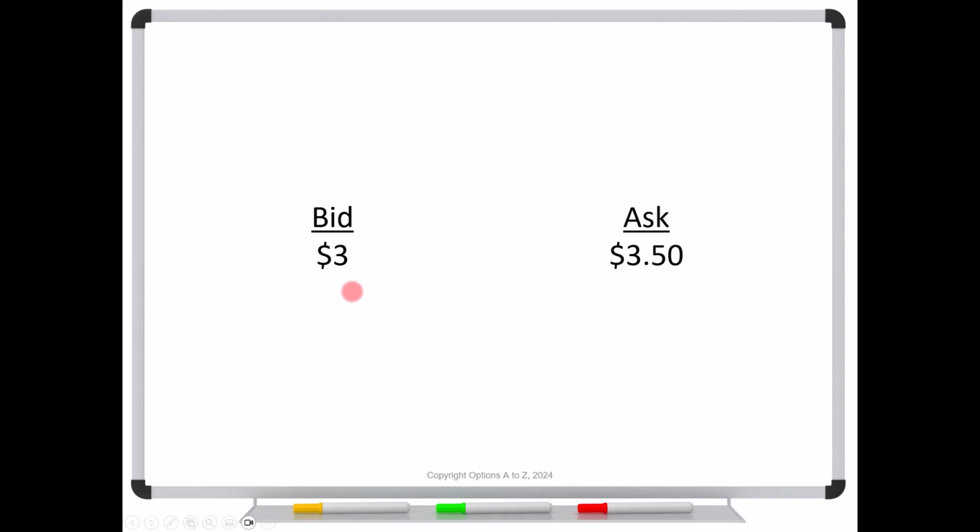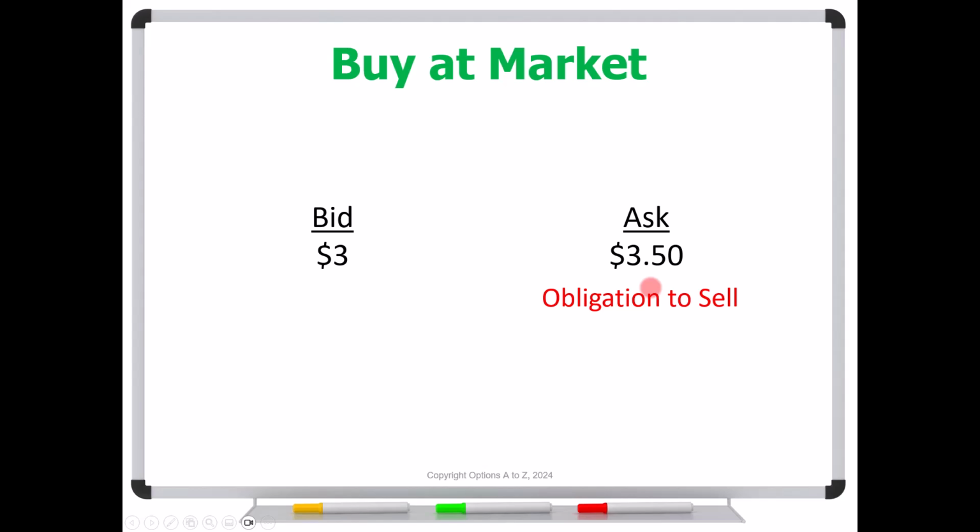Well, let's go back to our bid of 3 offered at 350. Let's say that you want to place an order to buy at market. All right, some new information comes in. You've got to get this trade executed. Notice that whoever it is that posted this asking price of 350 has the obligation to sell, just like somebody who sold a call. It's an obligation. But how much did they get paid to place this limit order? 0. It's a free option.